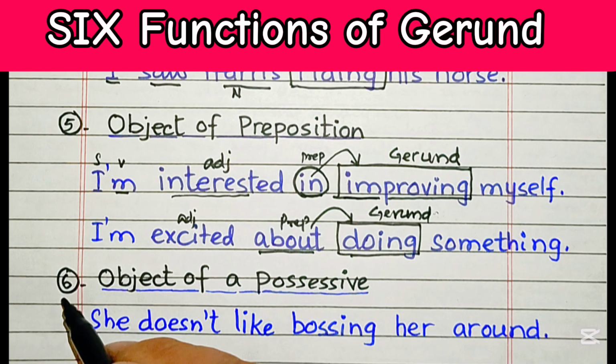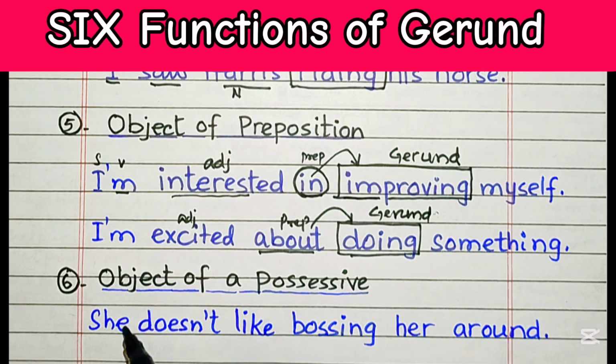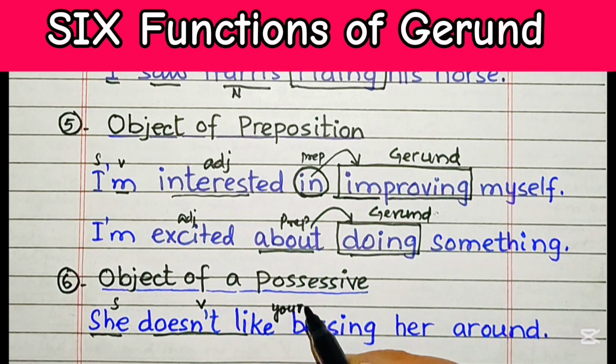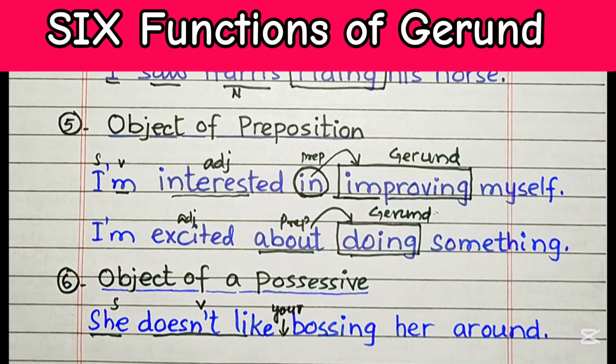Now look at last function of a gerund inside a sentence. Finally, this is the rule that is usually undermined. She doesn't like bossing her around. Over here, she is the subject, doesn't like is the verb, and we know that if there is a subject followed by a verb, then we need to have, she doesn't like your bossing. We should write over here your, that was missing. So she doesn't like your bossing her around.